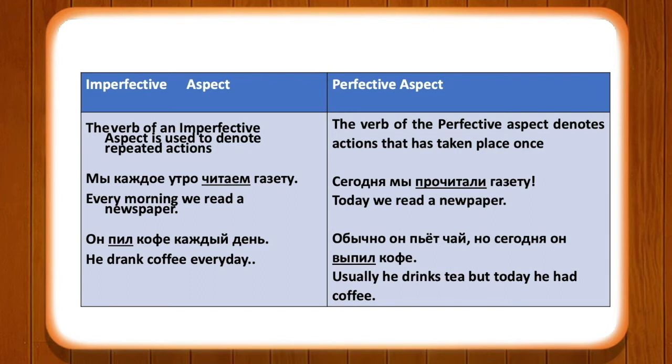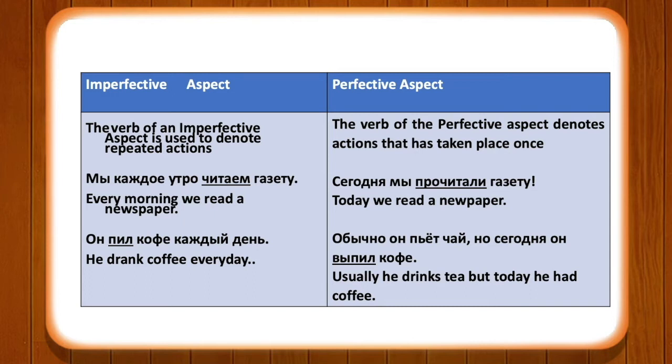Let's take one more example of the repeated action and the action that takes place once. Он пил кофе. Сегодня он выпил кофе. Он пил кофе каждый день. It means he drank coffee every day. That means every day denotes a habitual action.